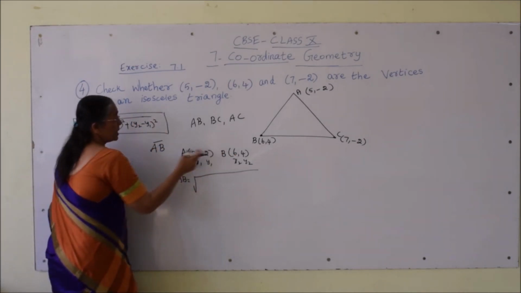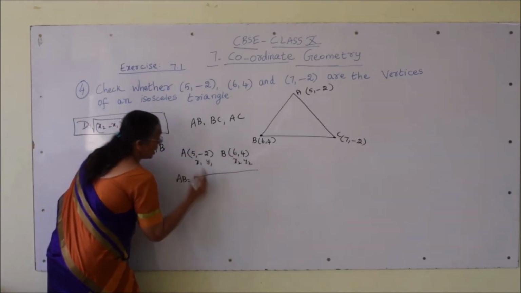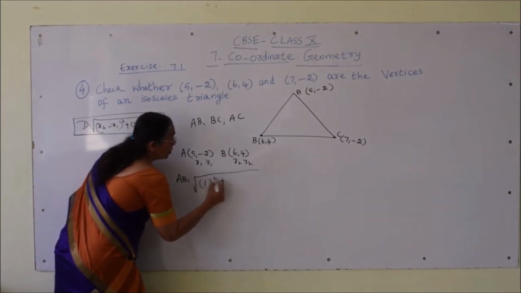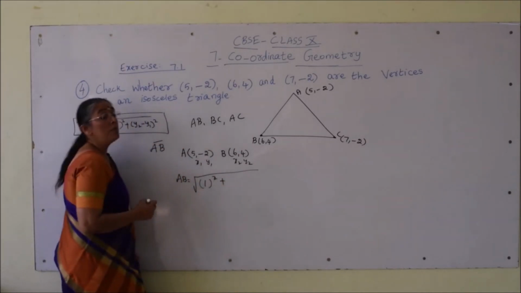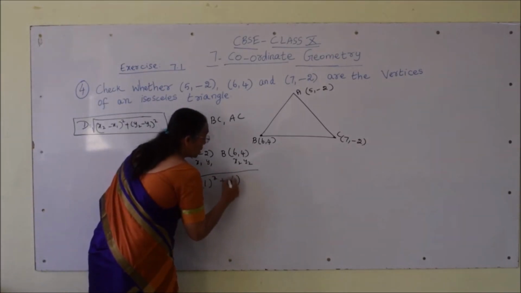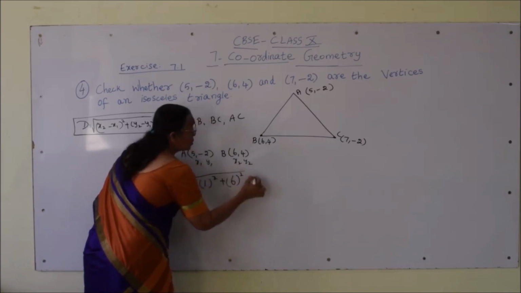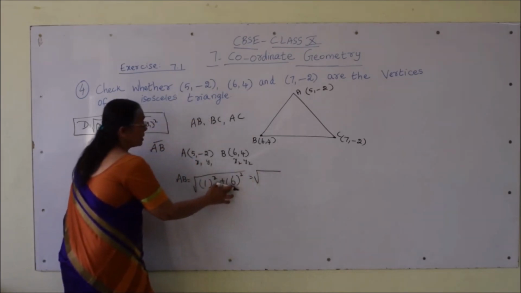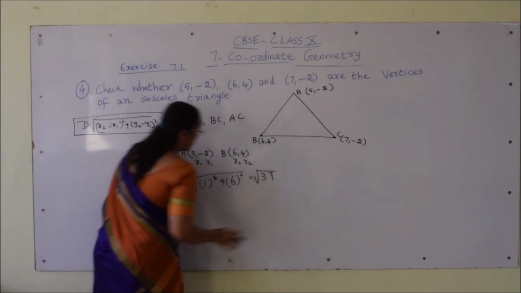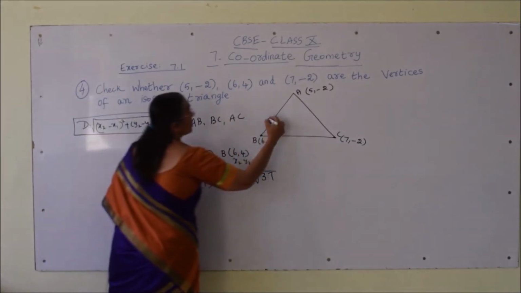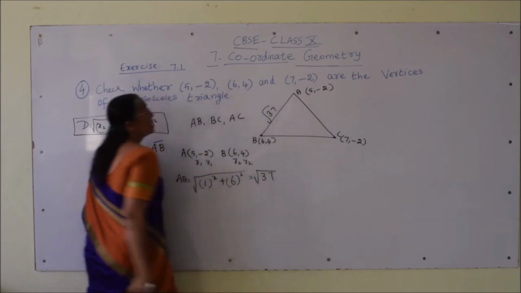So, x2 minus x1, 6 minus 5, 1 square, plus 4 minus of minus 2. So, it will become 4 plus 2, 6 square, which is equal to root over 36 plus 1 square, 1. Root over 37 is the distance AB. So, this is root over 37.